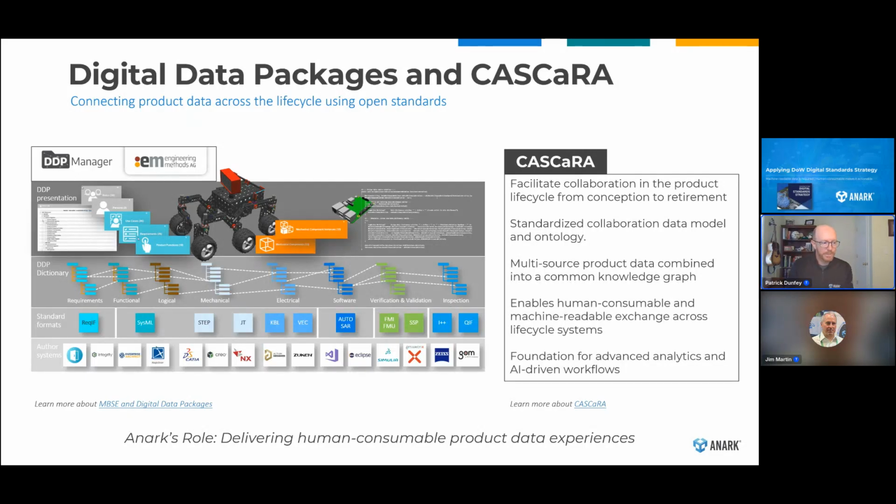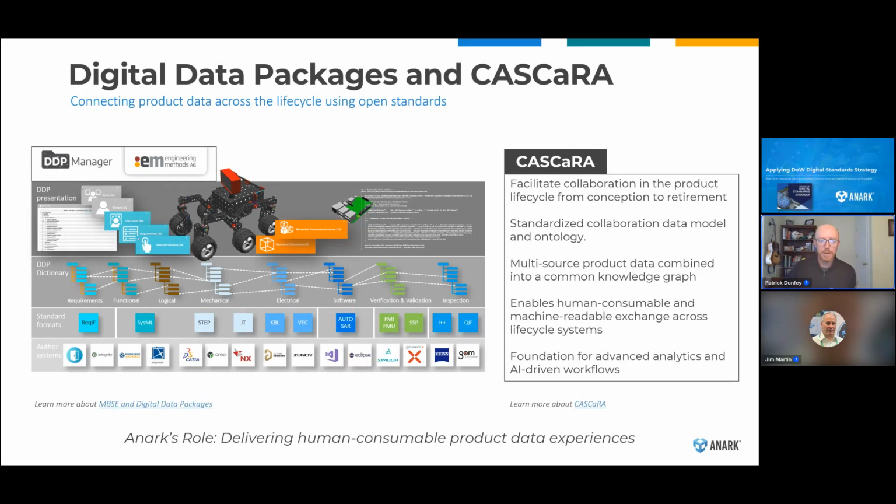Anark's role in this is that we're providing technology in our platform to model out how the data would be delivered as human consumable product data experiences, piggybacking off of this open standard to map the connection between all of the data. We're working with our partner, Engineering Methods out of Europe, part of the DDP working group, which is developing the DDP, or digital data package, technology. And then there are other technology components to Cascara that build out the full open standard. I think SysML2, I believe, is another one of those.